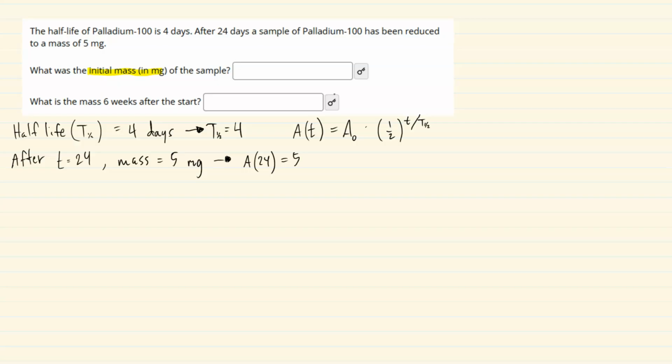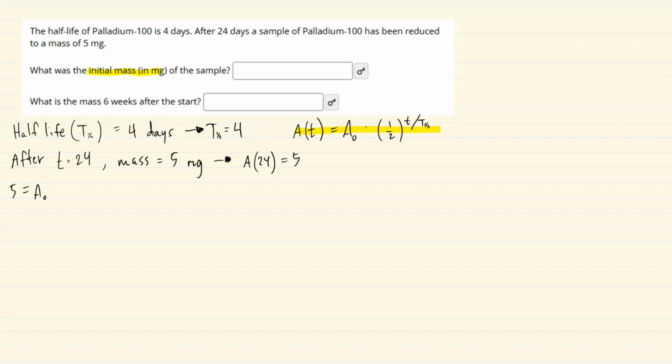And so using the given information, we can plug in. We have this formula here, and we can plug it in below. A of 24 is 5, so we're going to get an output of 5 when we plug 24 into our function. So A sub 0 is what we're solving for. That's our unknown, the initial mass.